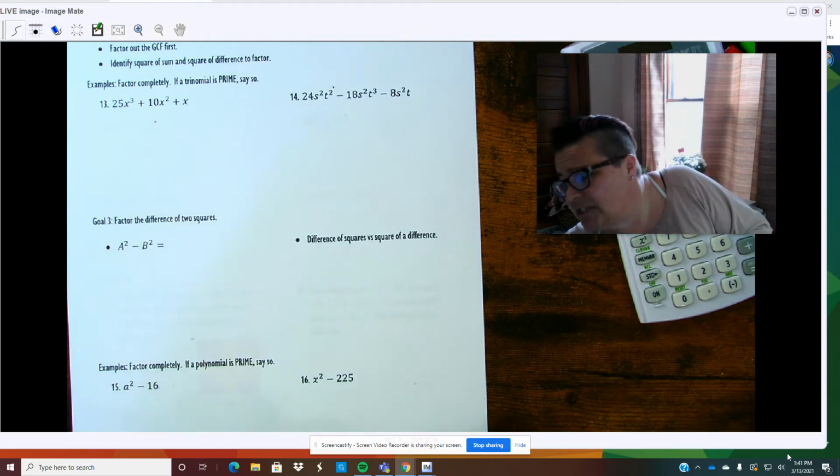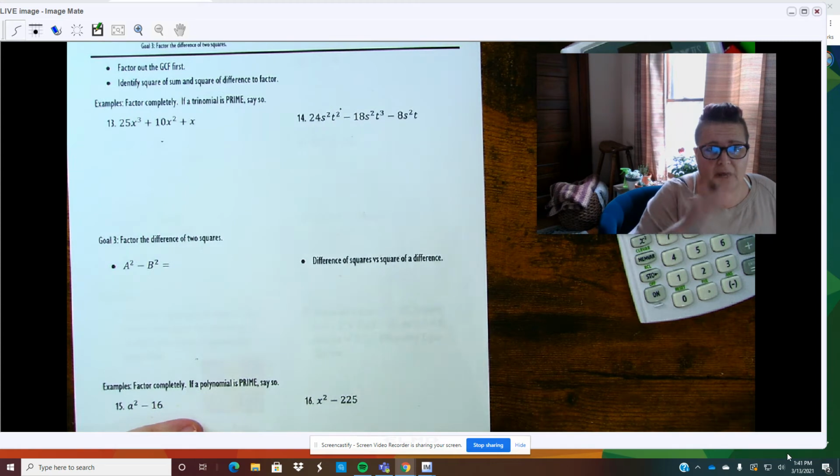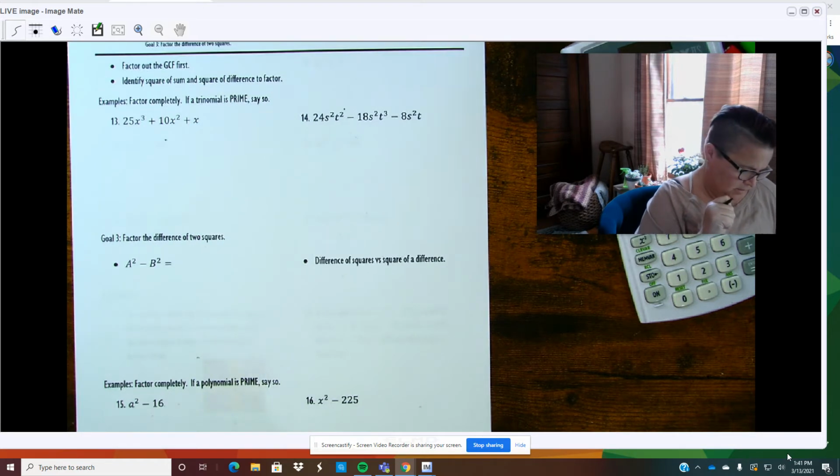All right. What's next? These guys have a GCF. These guys have a common factor. And then if it's prime, we'll say so. So we could end up with some primes here. Let's try.